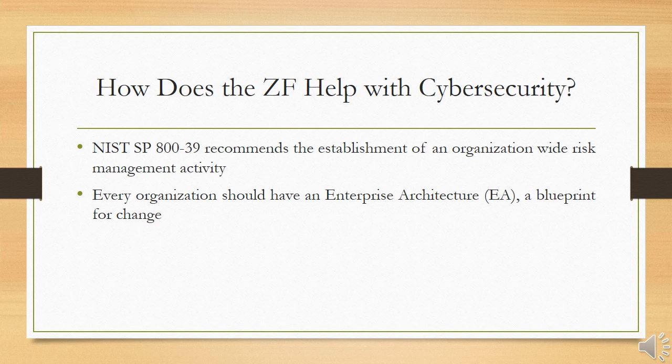The Zachman framework can change all this. Every organization should have an enterprise architecture, a blueprint for change. The risk executive uses the enterprise architecture to assess the risks, levy the security requirements, and ensure continuous monitoring of implementation.